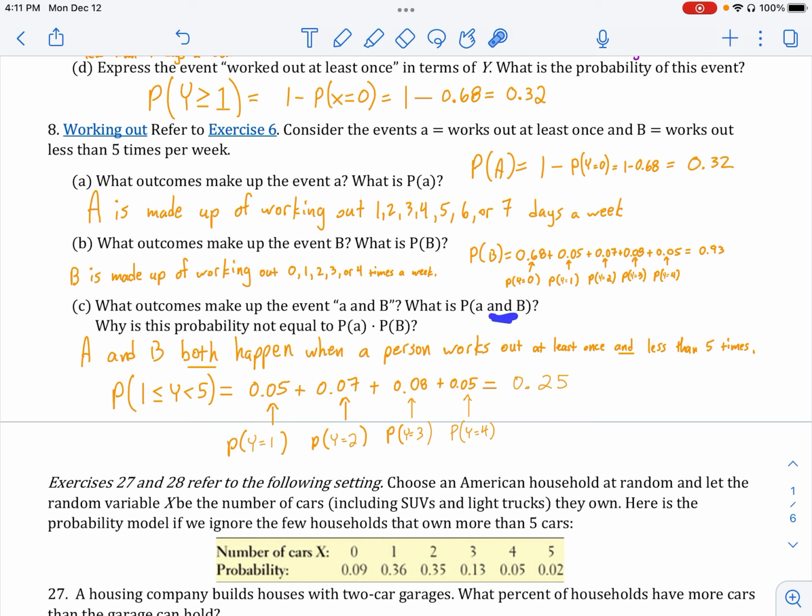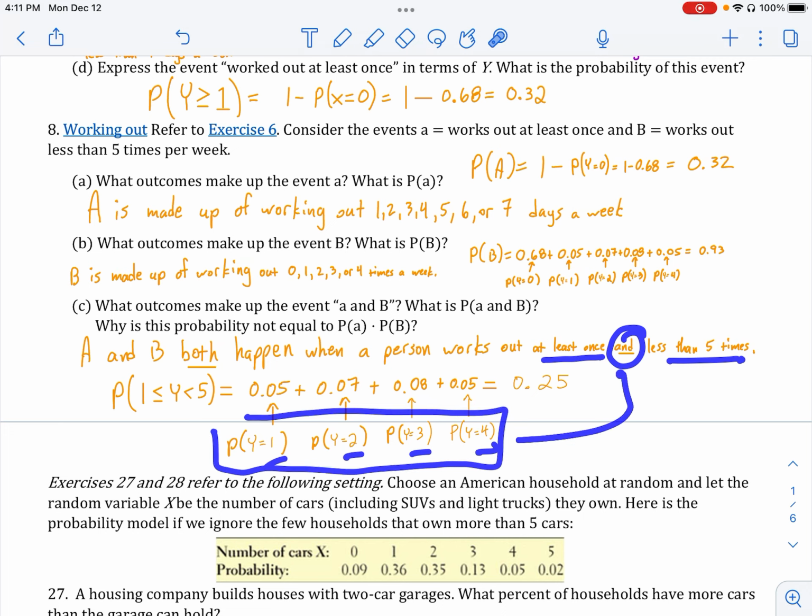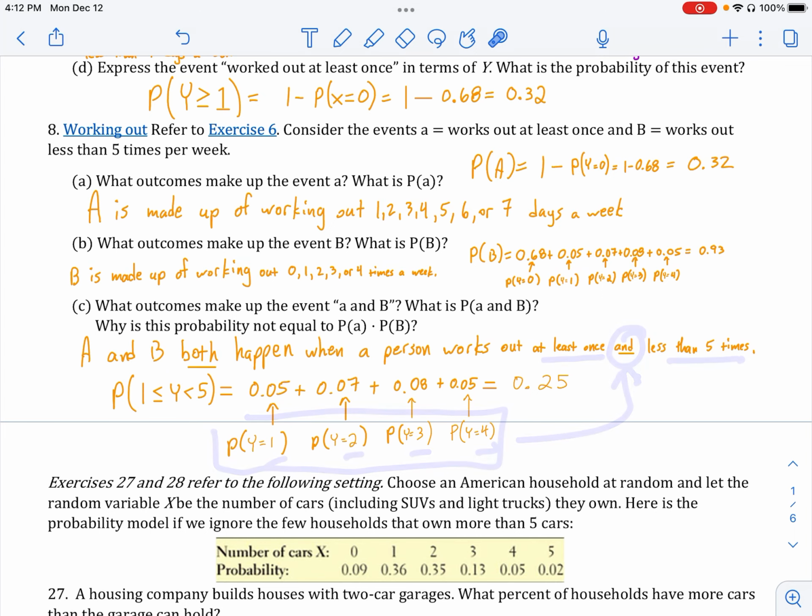C, what outcomes make up the event A and B? So remember, A and B means you want both to happen, okay? This occurs when someone works out at least once and less than 5 times. So that would be once, twice, 3 times, or 4 times. These are the 4 outcomes that satisfy both of these things. And then you find them in the table and add them up and you get 25.